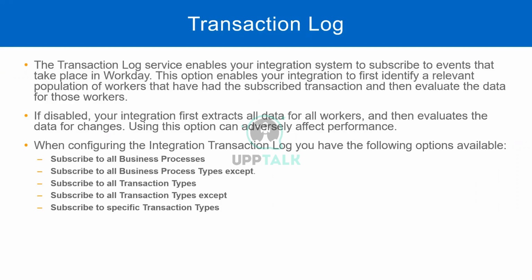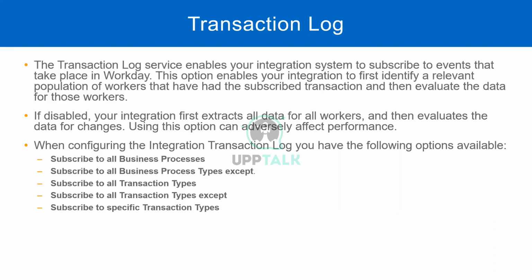Now, this option enables your integration to first identify a relevant population of workers that have had the subscribed transaction and then evaluate the data for those workers. So basically it is like an additional filter. It will check which workers had changes for that particular transaction. OK, and then it will look for any changes to that worker information. Right. It is definitely helpful for performance. It is recommended that for core connected worker, we always enable transaction log. Right.